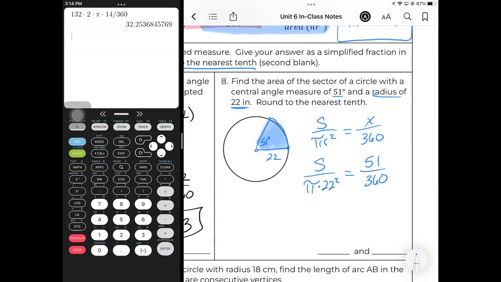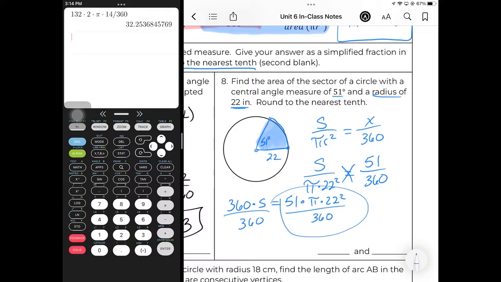And we cross multiply again, giving me 360 times s for that side. That has to equal 51 times pi times 22 squared. Again, divide by your 360 to cancel that. And so that's what I put in the calculator: 51 times pi times 22 squared divided by 360. We should get 215.4.